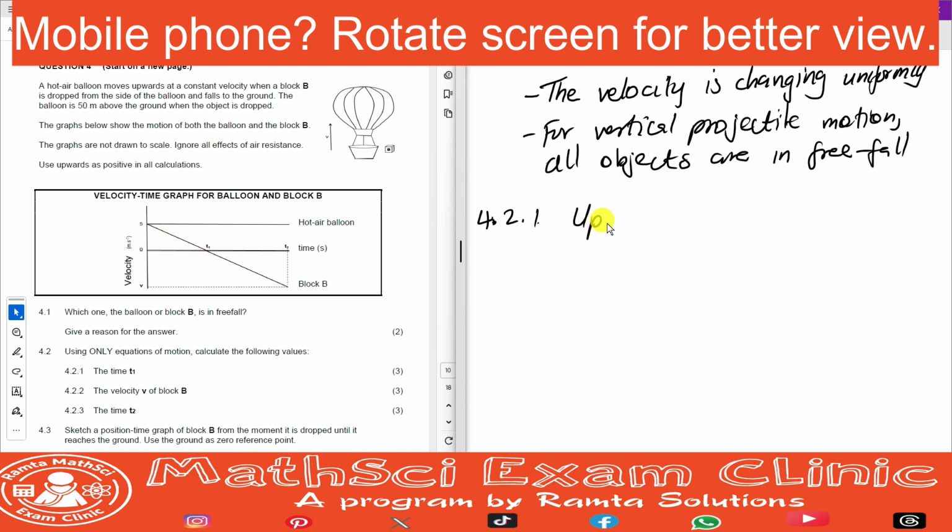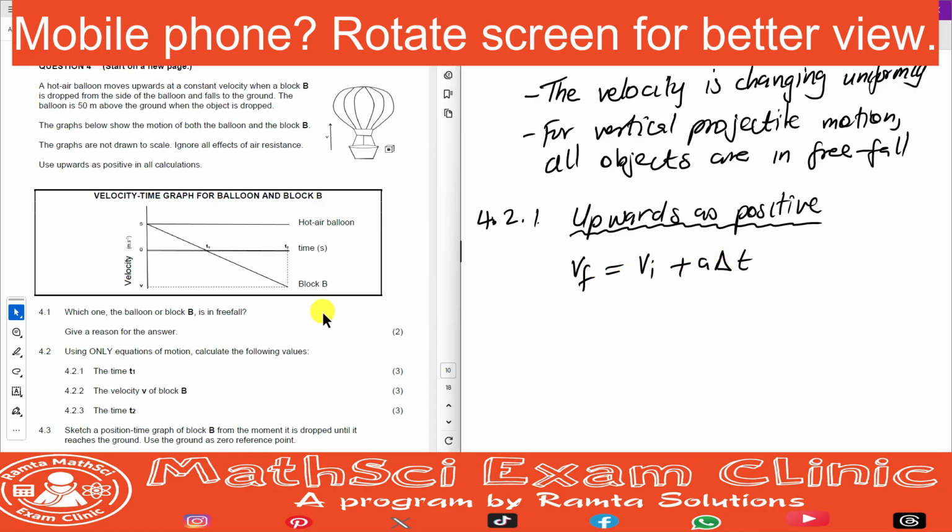Remember, vertical projectile motion calculations are vector calculations. So upwards as positive. What am I saying? You must state a direction you want to be positive. All right. So here we will use the formula v_f = v_i + aΔt. At t1, that is maximum height.